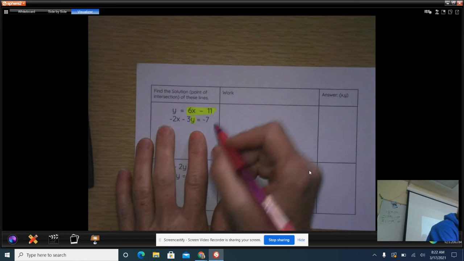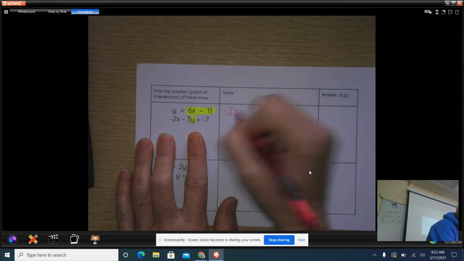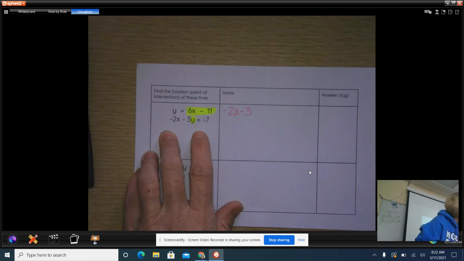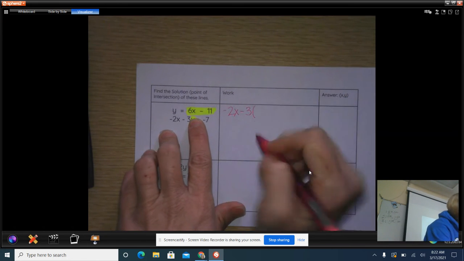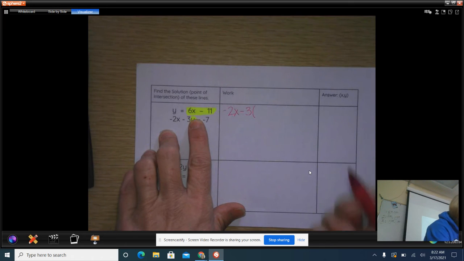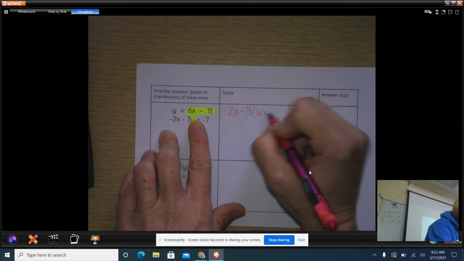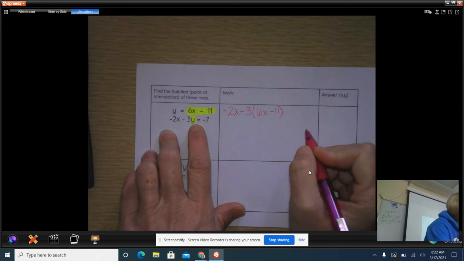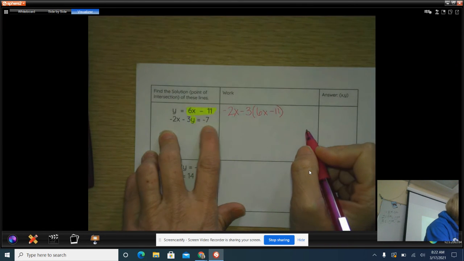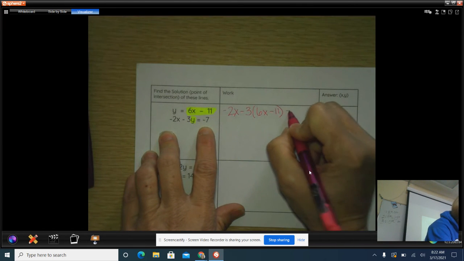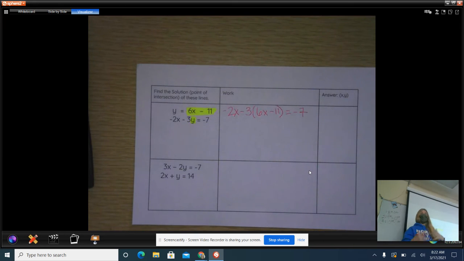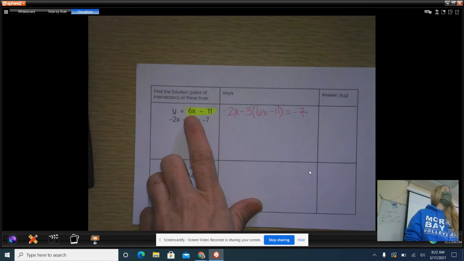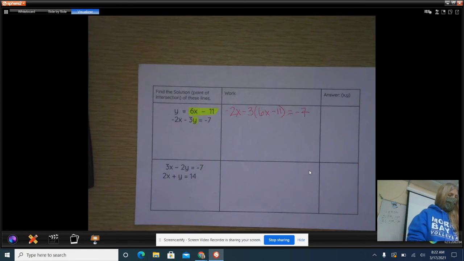So we're going to go ahead and write negative 2x minus 3. We hit the y, so we pause. We start our set of parentheses, and we replace what y is equivalent to from the first equation, which is 6x minus 11. Now we go back down to the equation that we're copying it into, and we finish it up, is equal to negative 7. Okay, so we have just done the substitution portion. We have substituted for y what y is equal to from that first equation.